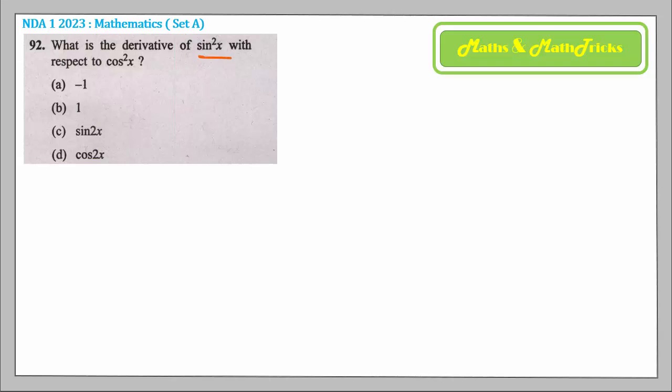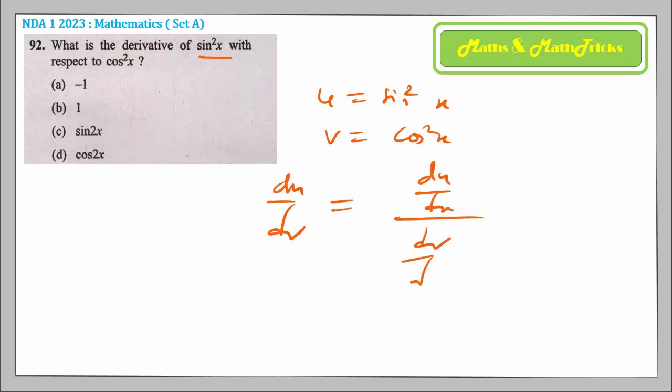Coming on to the next question from NDA 1 2023. You are asked the derivative of sine square x, which is say the u function, with respect to cos square x. So you are asked du by dv. By the parametric rule, it is du by dx upon dv by dx. Isn't it?